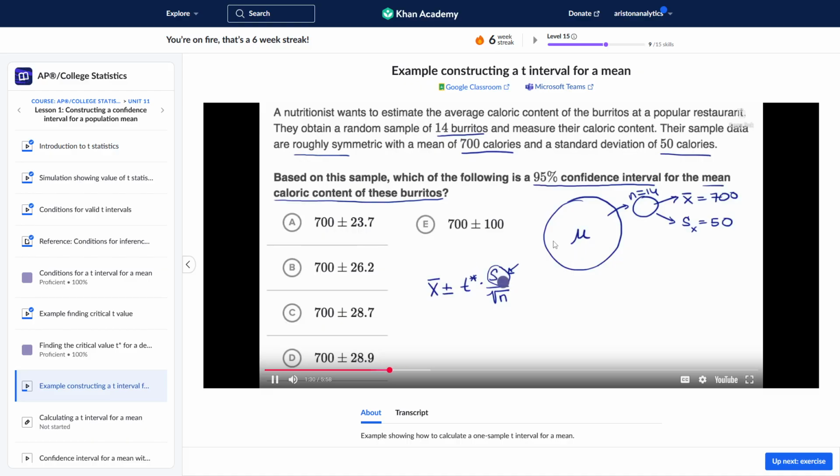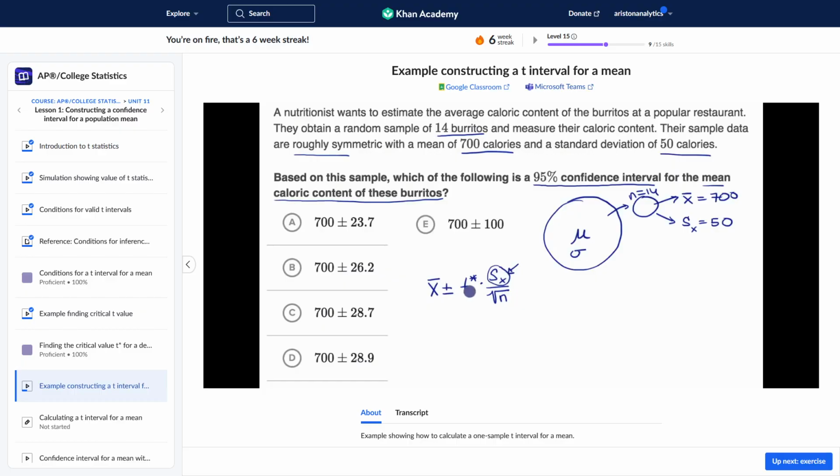If we use sigma, which is a population parameter, then we could use a z statistic right over here. We would use a z distribution. But since we're using this sample standard deviation, that's why we're using a t statistic. But now let's do that. So what is this going to be?